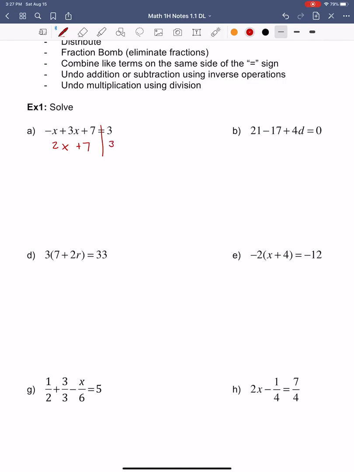And now I want to go ahead and undo addition or subtraction. So in this case, I'm going to undo this addition by subtracting 7, which gives me 2x equals negative 4. And now I'm going to undo that multiplication with division. So I'm going to divide by 2, and I end up with x equals negative 2.